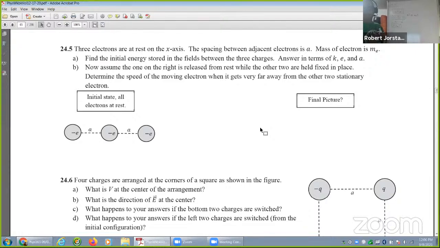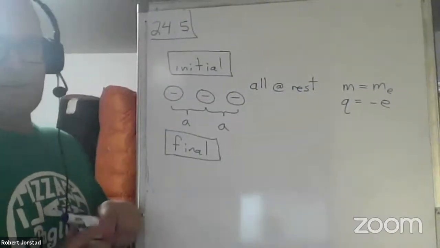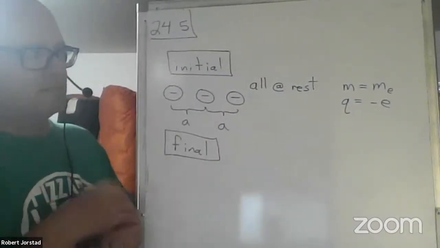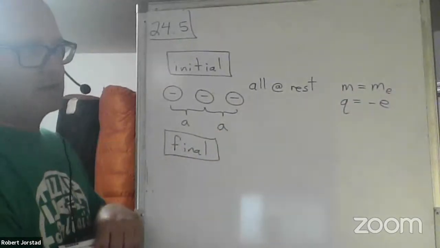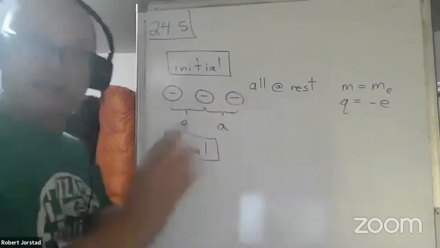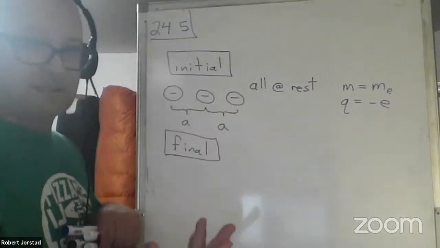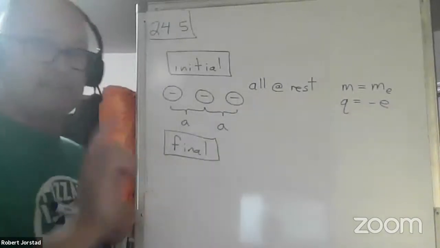Okay, we've got spacing, we've got masses, so they're electrons. I'm going to stop the share and look at my whiteboard. So I've got 3 electrons here. They're all at rest. They all have the same mass, which is the mass of the electron. They all have the same charge, which is negative e, where e is the magnitude of charge on the electron. So all these have q equals negative e.